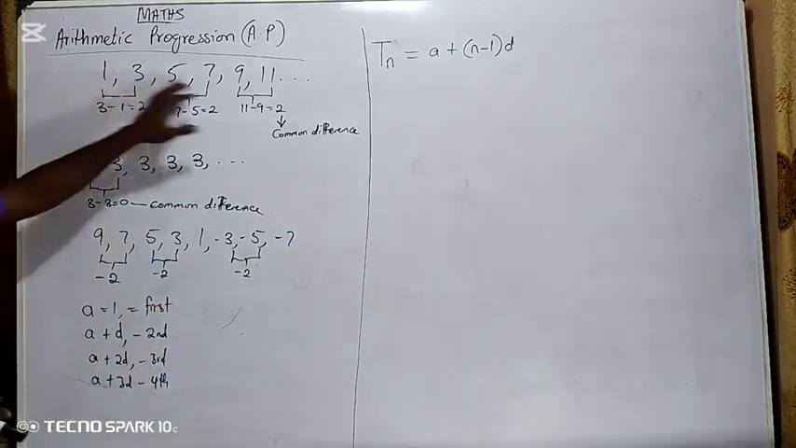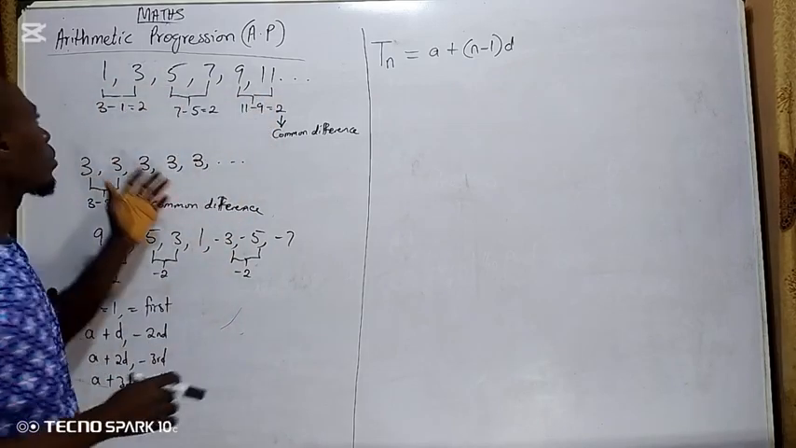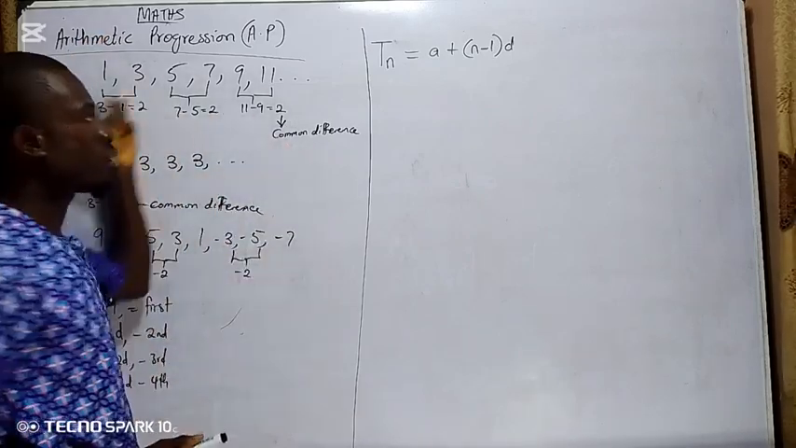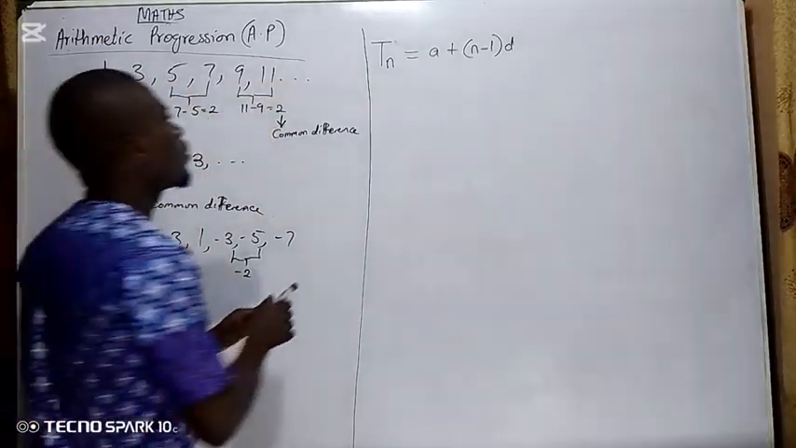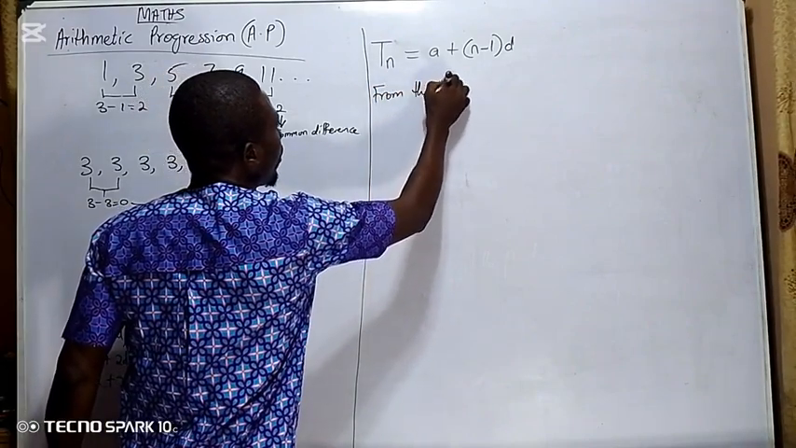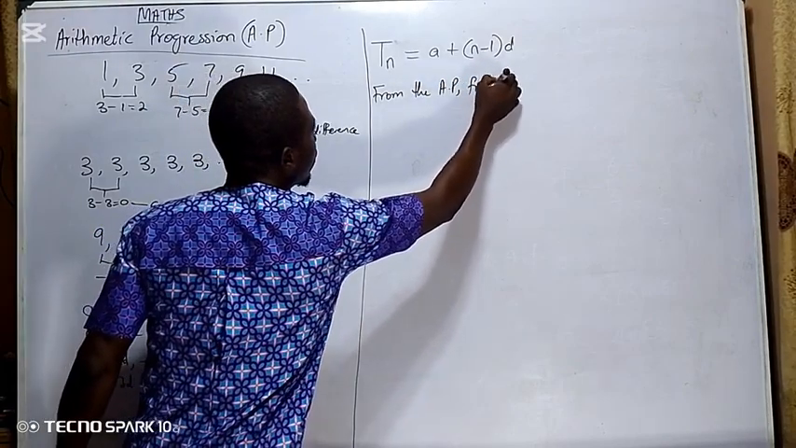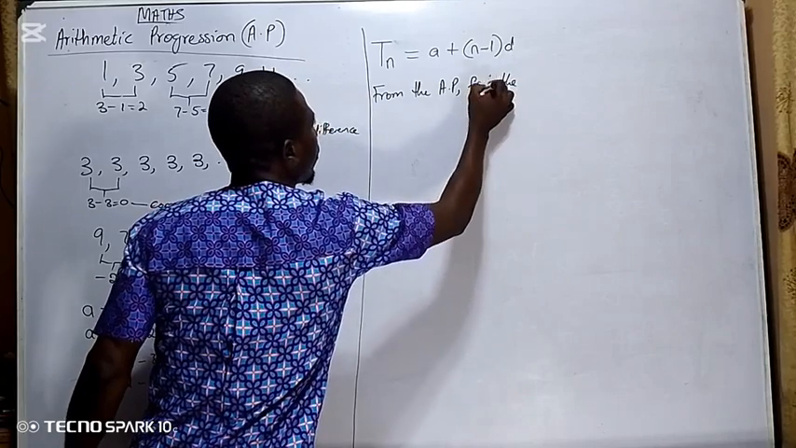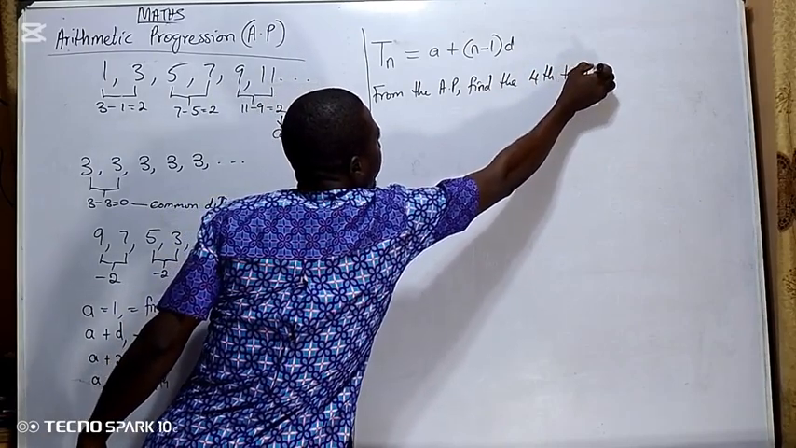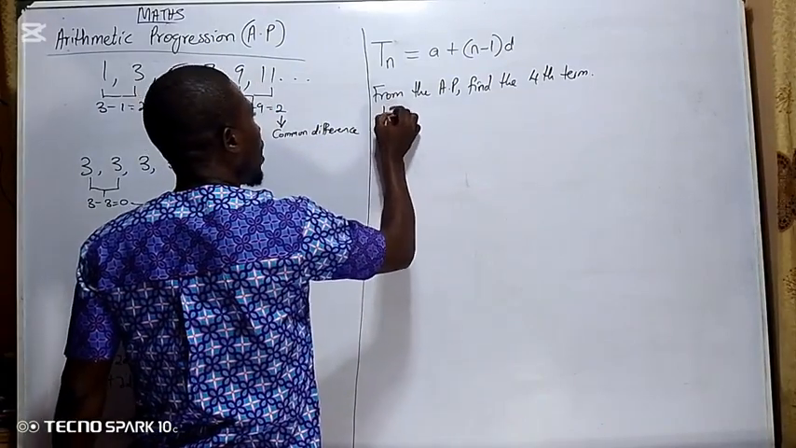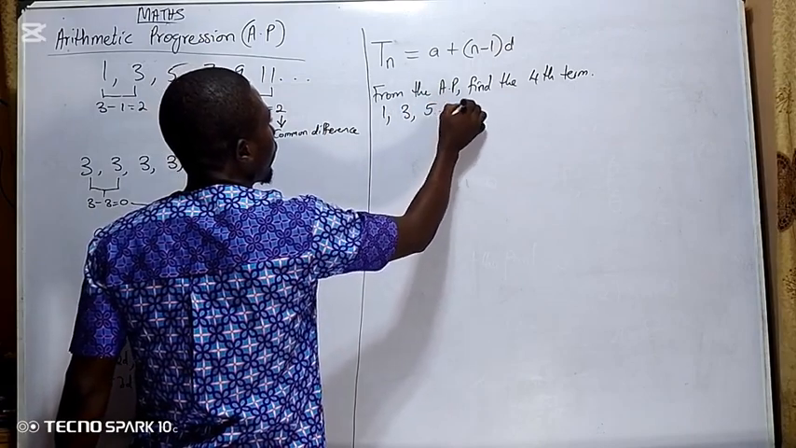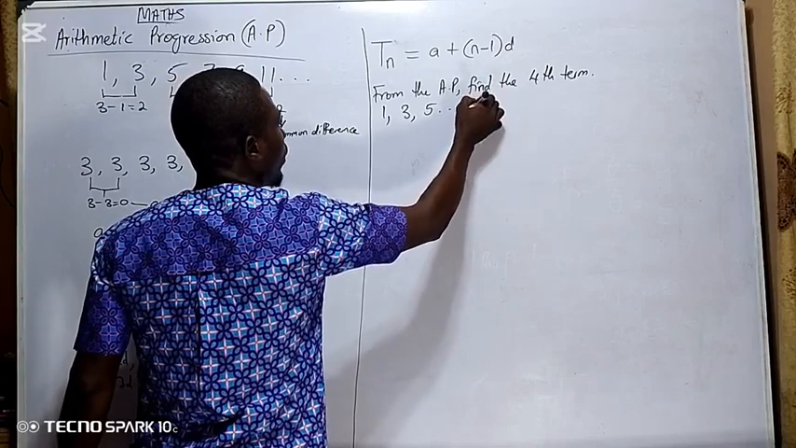Now let's go to this number given to us. Let's assume we are given this sequence and you are asked to find the fourth term of this arithmetic progression. Let's see whether we are going to get the same answer using the formula. From the AP, find the fourth term. We have 1, 3, 5. We're asked to find the fourth term of this sequence.